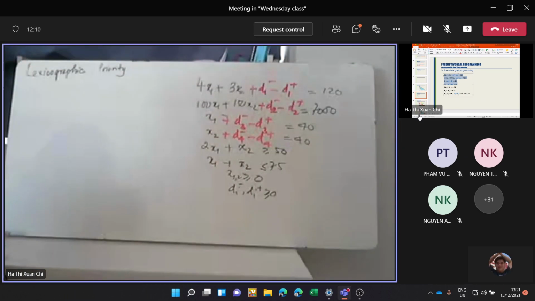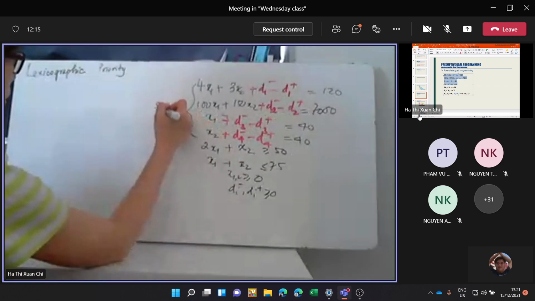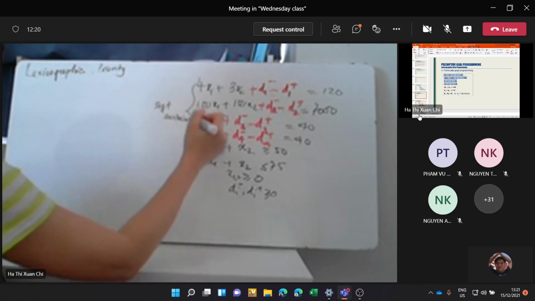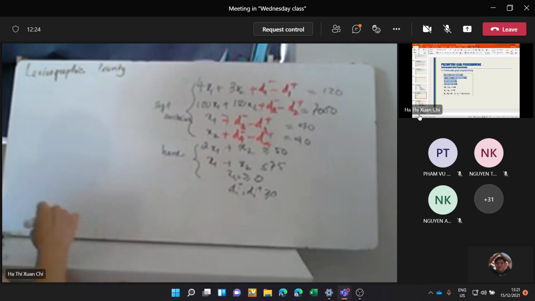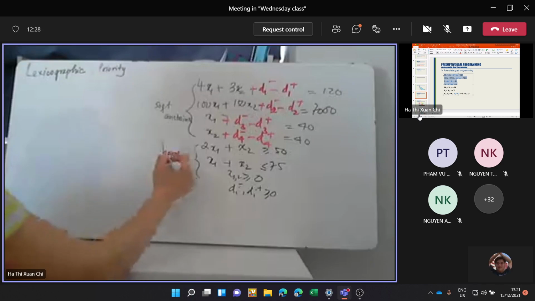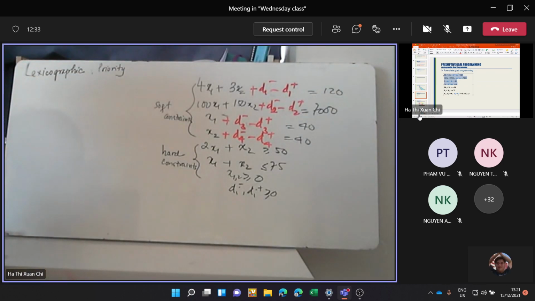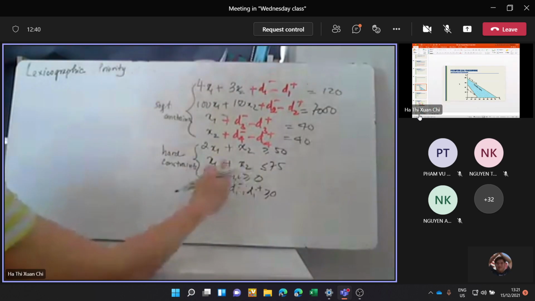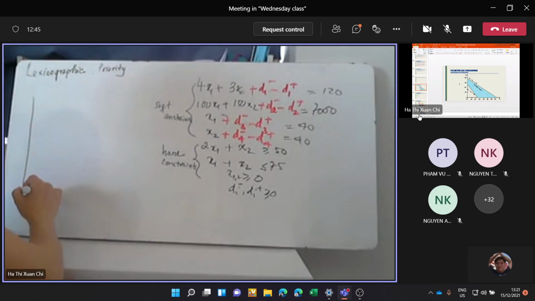So everyone, let me remind you: that is the soft constraint, and here that is the hard constraint. So right now, first of all, if you want to use the graphical method to solve, because here we have 2 variables, right? We use the graphical method.